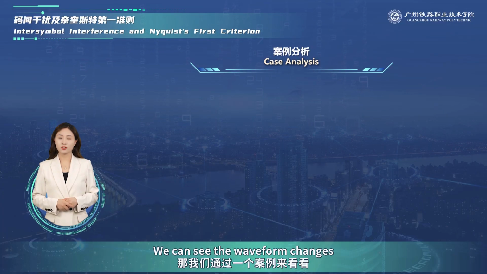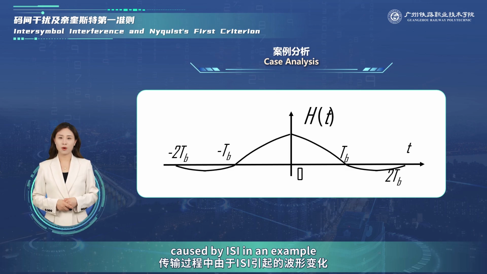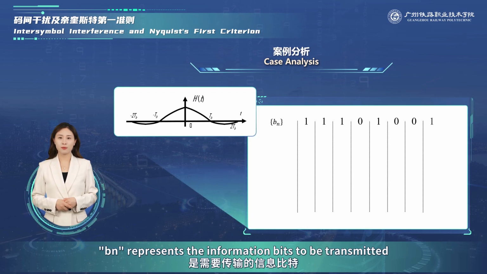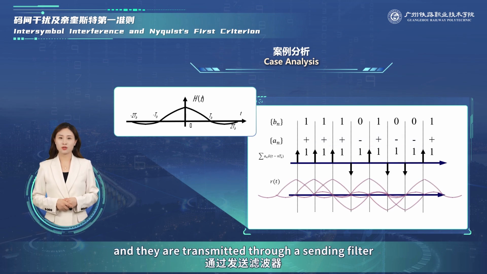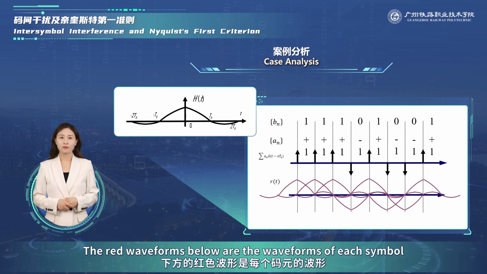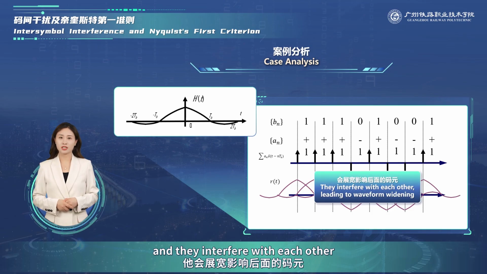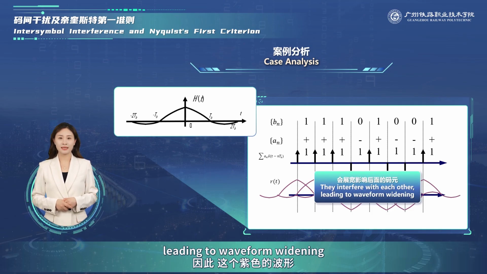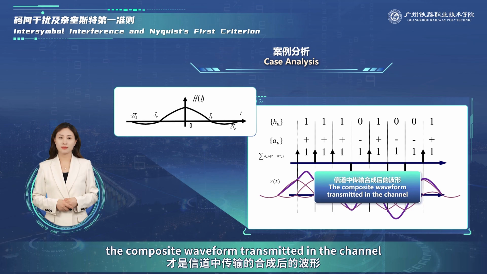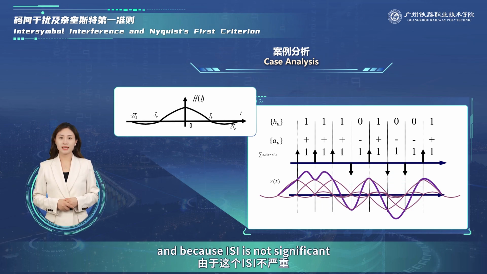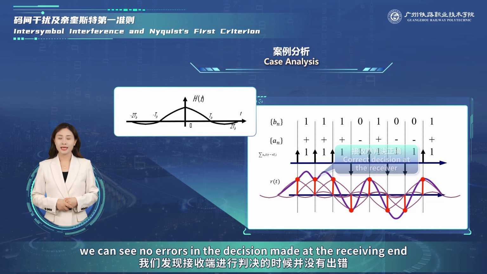We can see the waveform changes caused by ISI in an example. The baseband signal represents the information bits to be transmitted. The a_n represents the selected bipolar codes, and they are transmitted through a sending filter. The red waveforms below are the waveforms of each symbol, and they interfere with each other, leading to waveform widening. Therefore, the purple waveform is the composite waveform transmitted in the channel, and because ISI is not significant, we can see no errors in the decision made at the receiving end.